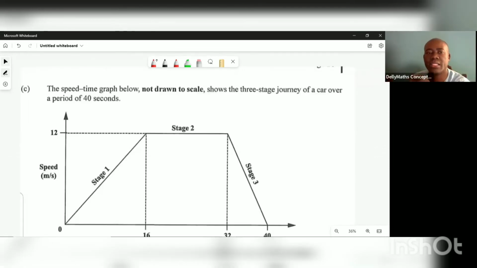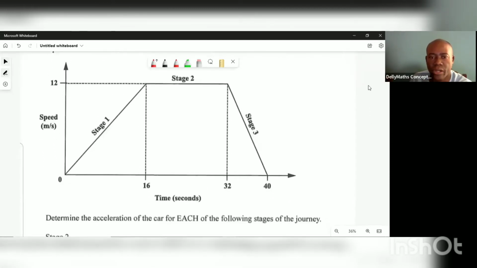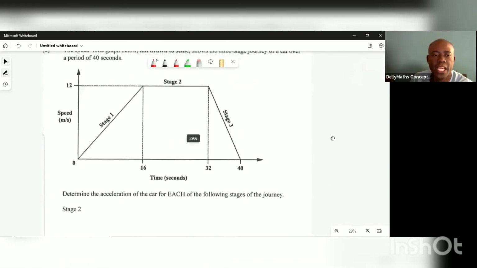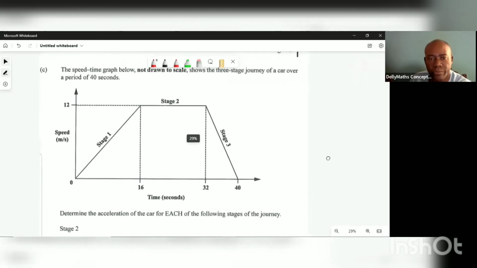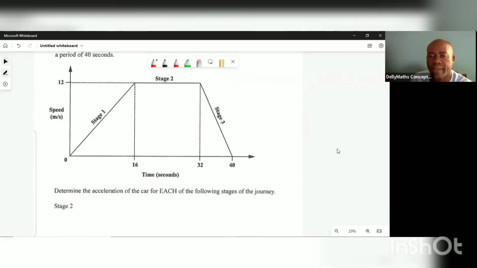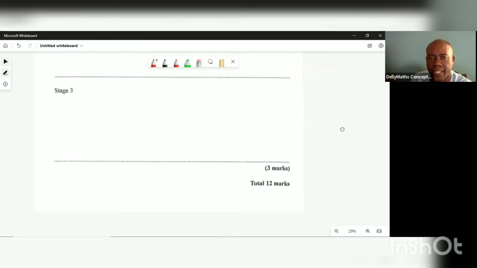Read over. The speed-time graph below, not drawn to scale, shows the 3-stage journey of a car over a 40-second period. All right, so we're looking at this here. So let's see what the question says. The question says, determine the acceleration of the car for each of the following stages of the journey. They list stage 2 and stage 3. So we want to find the acceleration in stage 2 and in stage 3.